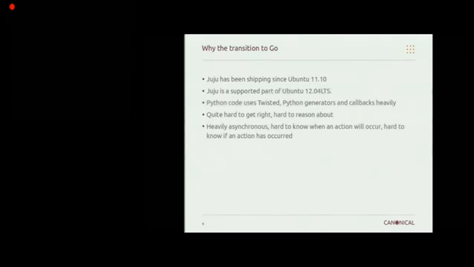It has a large test base, and it's heavily asynchronous, and it's hard to know when you've made an action. If you've written something into the state, you've said make a new service, and that's really just creating a bunch of entries in this file system. When they've been actioned, and have they been actioned, it's quite hard to know in the Python code.